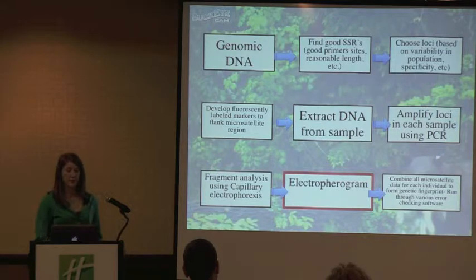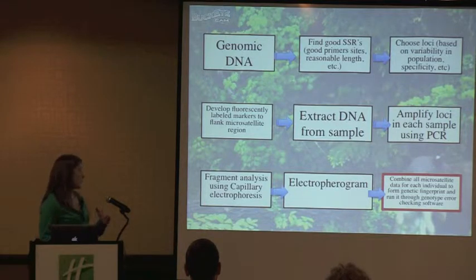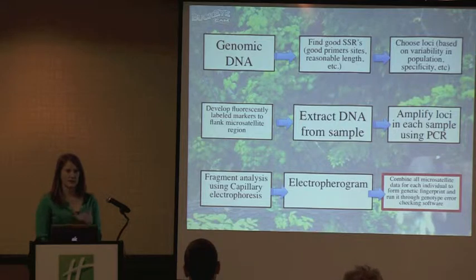And then you look at these electropherograms for each loci that you amplified, and you can begin to determine the fragment lengths and the differences in your samples. And so then you can combine all your microsatellite data for each individual, and this becomes its genetic fingerprint. And then you can run each multilocus genotype through various error checking softwares.